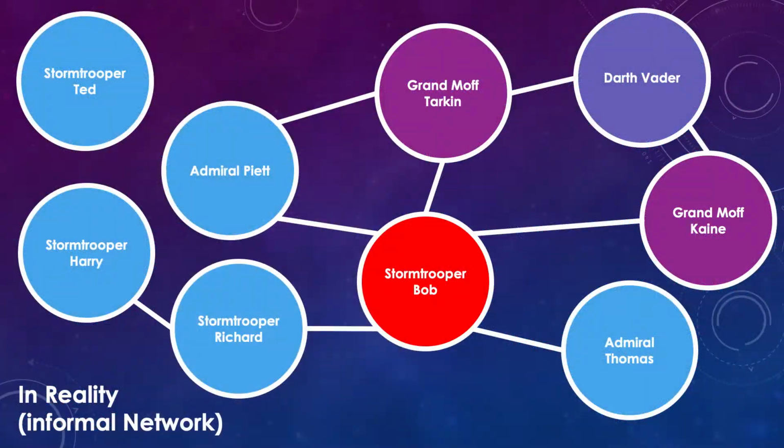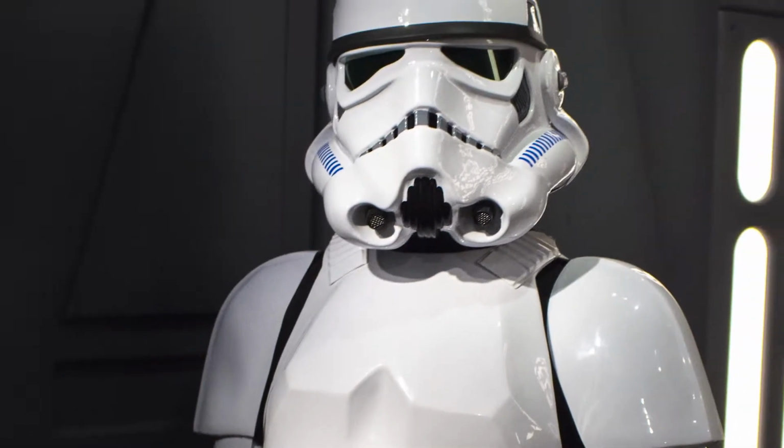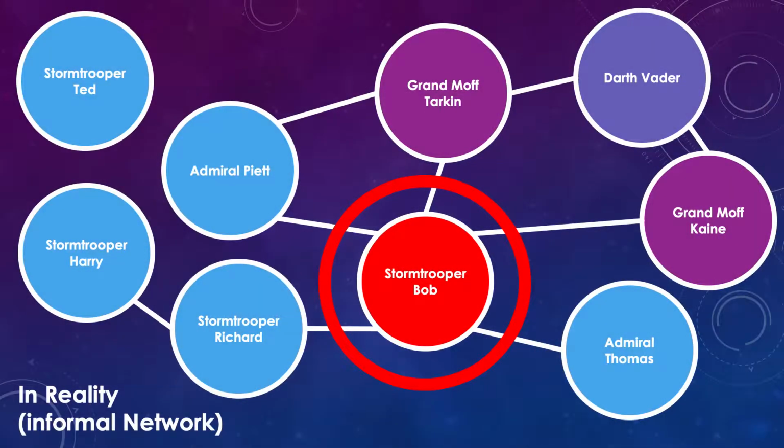Suppose we did a study and we charted the informal network on who goes to who for advice and help. Well, surprise, surprise, it turns out that Darth Vader is not in the center of the network. No, it is Stormtrooper Bob, the longest serving Stormtrooper who never missed a deadline. Everybody will go to Stormtrooper Bob for help because they're so new, they have no idea what on the Death Star is going on.